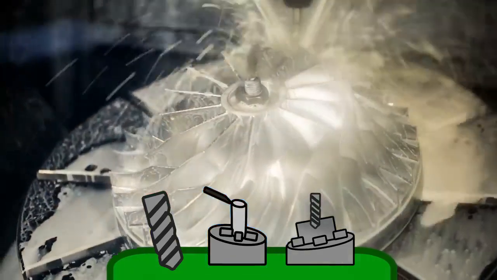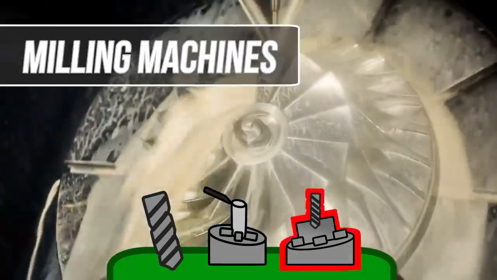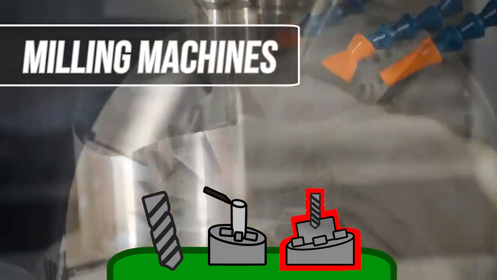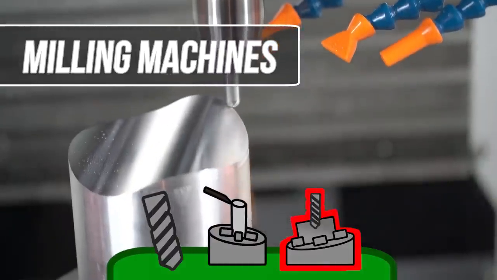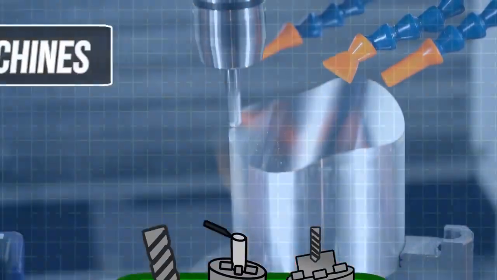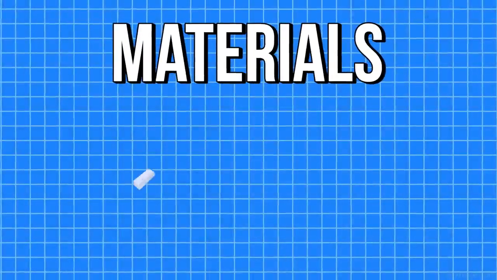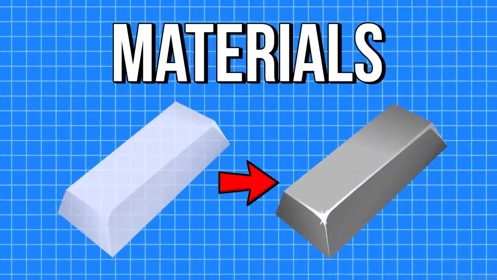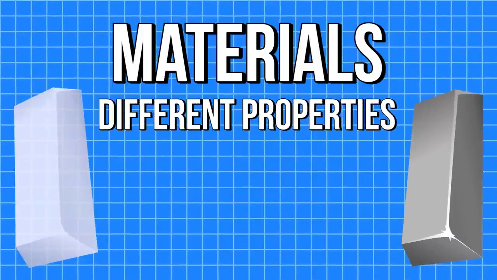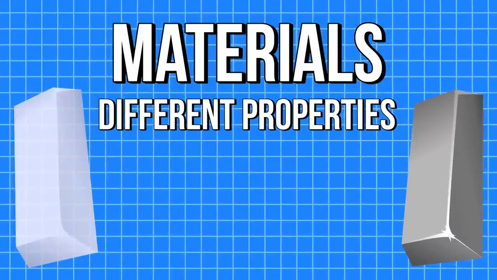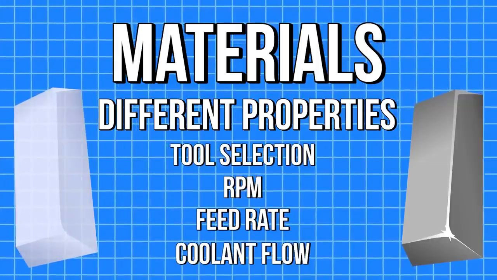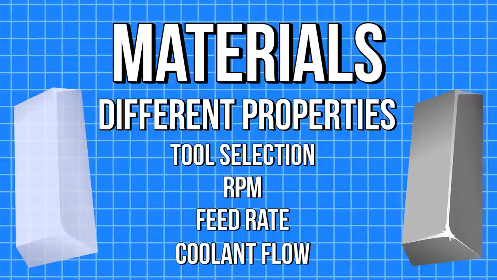Lastly, the most common CNC machine type is referred to as a milling machine. Milling machines involve the use of rotary cutting tools to remove material from a stock piece. These machines function similar to drills, with their tooling capabilities encompassing much more variety. Almost any material can be used in CNC machines, from plastic to titanium. Different materials have different properties, so machinists and engineers will overcome their unique challenges by altering machining variables like tool selection, RPM, feed rate, and coolant flow, among an extensive variety of other factors.